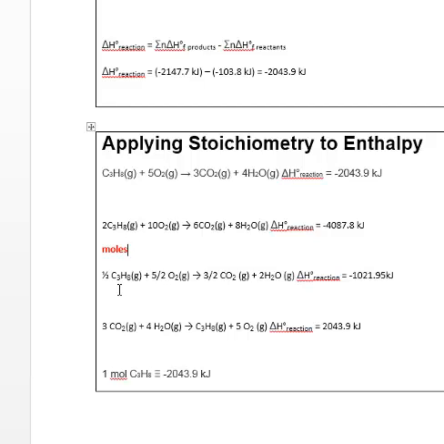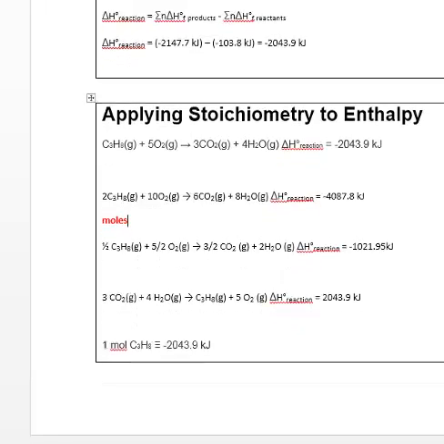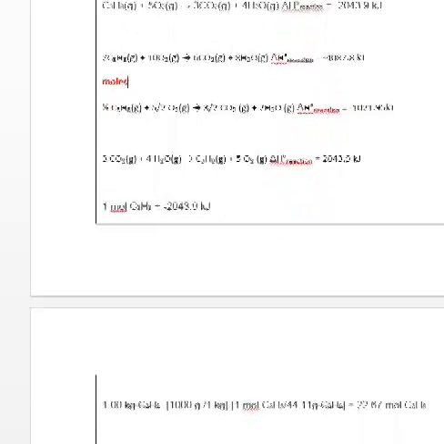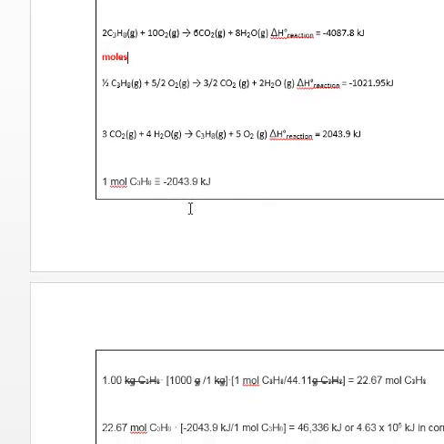Okay, so 1/2 mole C3H8 gas plus 5/2 mole O2 gas goes to 3/2 moles of CO2 gas plus 2 moles of H2O gas. Delta H reaction at standard conditions equals negative 1021.95 kilojoules. For 1 mole of C3H8, that is the same as negative 2043.9 kilojoules.